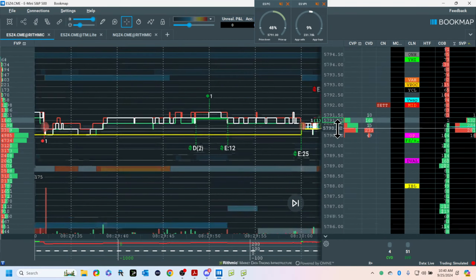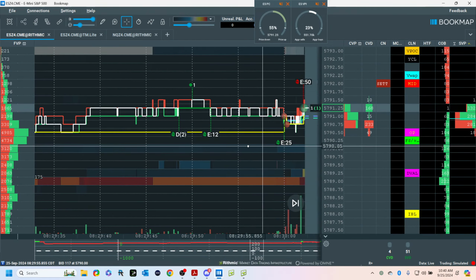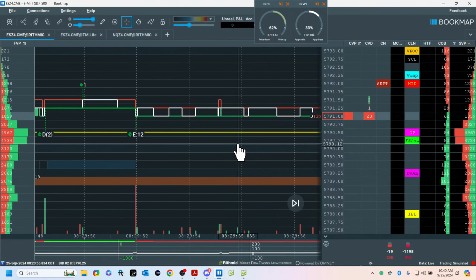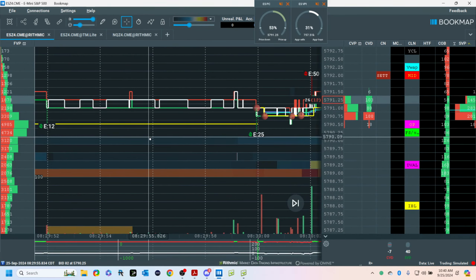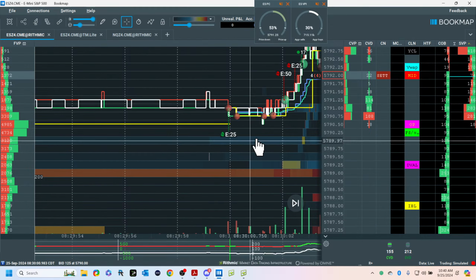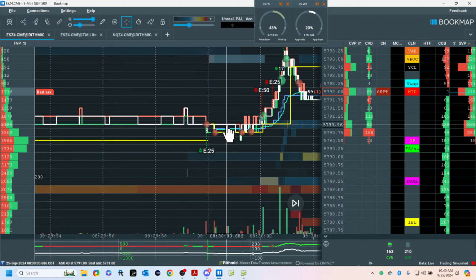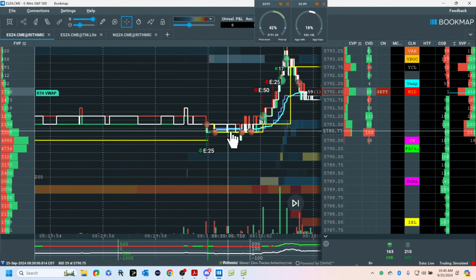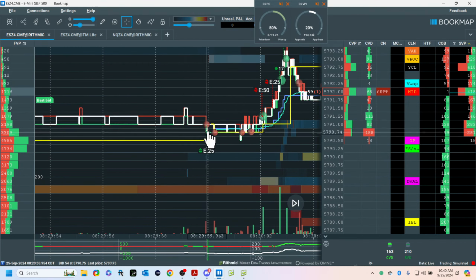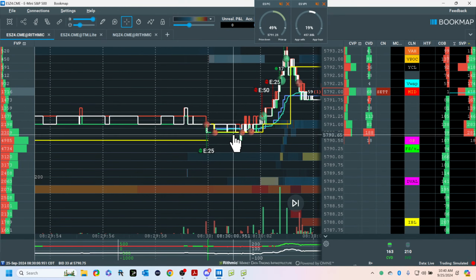So now I'm going to show you the first long. Now, whether it's a long for you or not, that's a whole different conversation. For me, it was a long, so I took a long. So, RTH open, chop. The yellow line is a developing volume point of control.